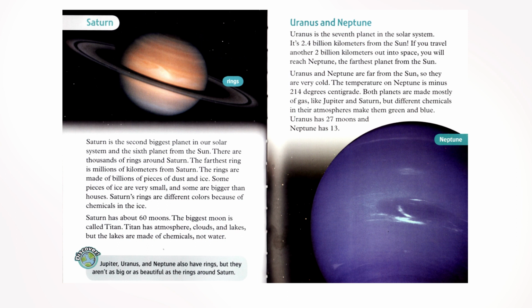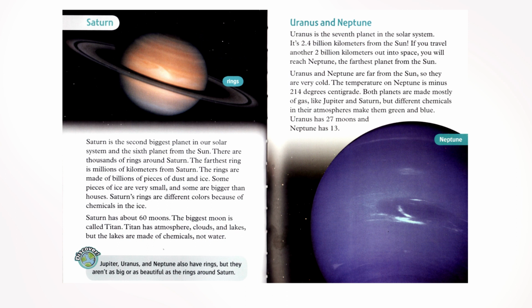Saturn. Saturn is the 2nd biggest planet in our solar system and the 6th planet from the Sun. There are thousands of rings around Saturn. The farthest ring is millions of kilometers from Saturn. The rings are made of billions of pieces of dust and ice. Some pieces of ice are very small, and some are bigger than houses. Saturn's rings are different colors because of chemicals in the ice.